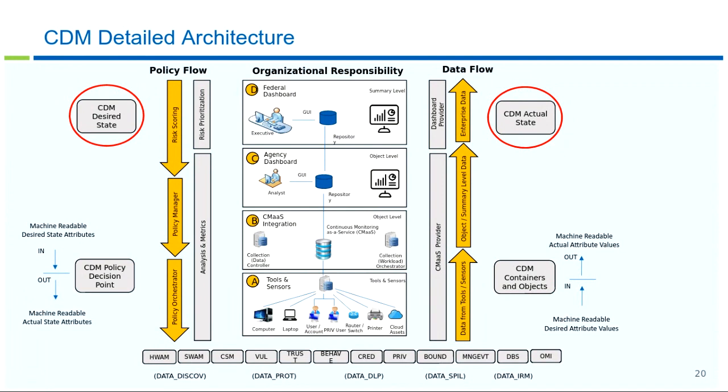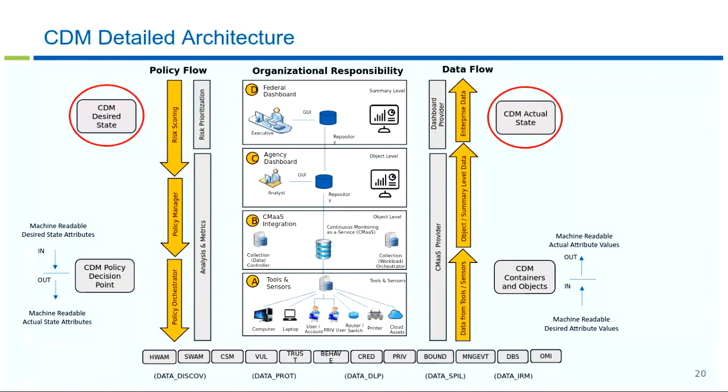The output of the tools are machine-readable actual state attributes. So the tools collect actual attributes and they map them against the desired state attributes. The tools perform the functions as you see on the bottom: hardware asset management, software asset management, configuration settings management, vulnerability management, trust, behave, credentials and privileges, bound F, bound E, bound P, manage events, design and build in security, operate, monitor, and improve, as well as the data protection capabilities: discovery, protection, DLP, spillage, and information rights management.